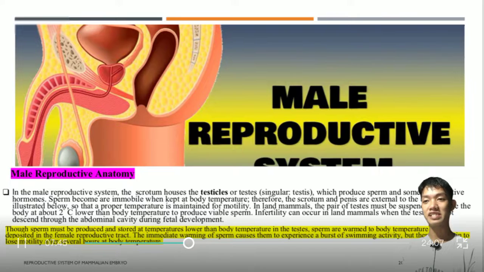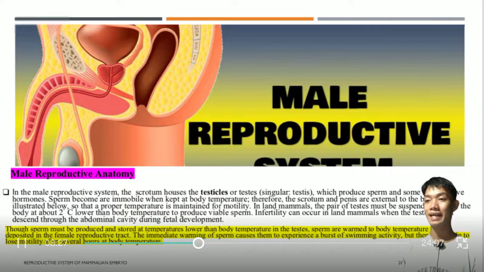So in the male reproductive system, the scrotum houses the testicles, or the testes. In singular, it is what we call the testis, which produce sperm. Sperm becomes immobile when kept at body temperature. Therefore, the scrotum and penis are external to the body, as illustrated below, so that a proper temperature is maintained for motility. In land mammals, the pair of testes must be suspended outside the body at about 2 degrees Celsius lower than body temperature to produce viable sperm.